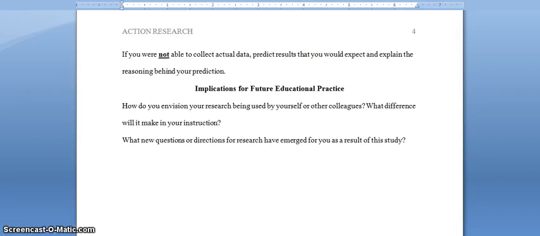And also, what new questions might have arisen from this research? What direction might you go in? So I'm going to put you on pause just for a minute and go over to that sample, and we're going to look at what she did really quick.